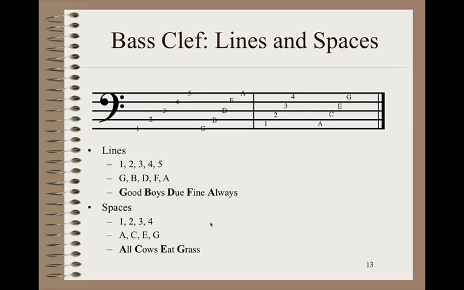For the spaces, again, 1, 2, 3, 4, there are 4 spaces, and the letters on the spaces are A, C, E, and G. And again, it corresponds to a little saying, all cows eat grass, just as a way to help you memorize these lines and spaces.